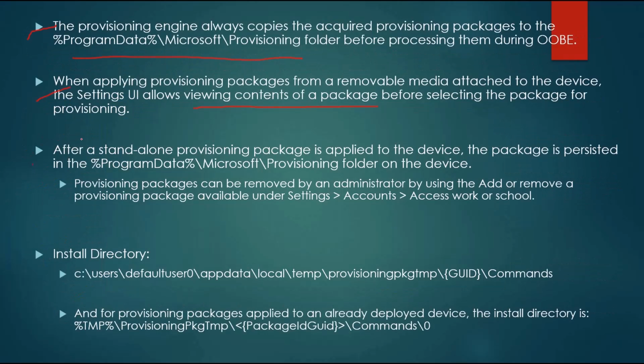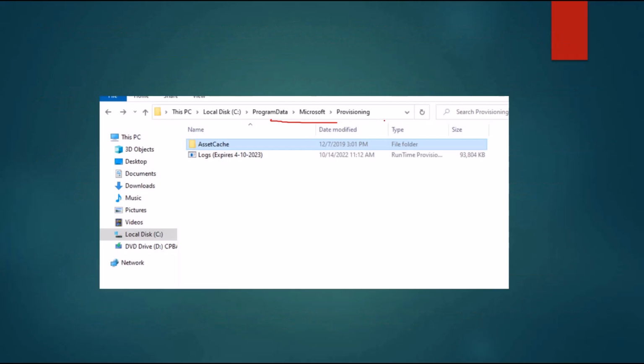After a standalone provisioning package is applied, the package is persisted in this location. Inside the ProgramData Microsoft Provisioning folder, once we have applied the provisioning package, it persists in this location. You can think of it as a residue. Once we applied the provisioning package, this is where it is going to be present.